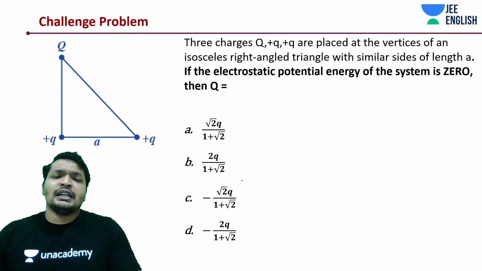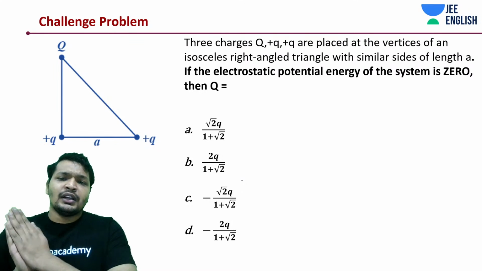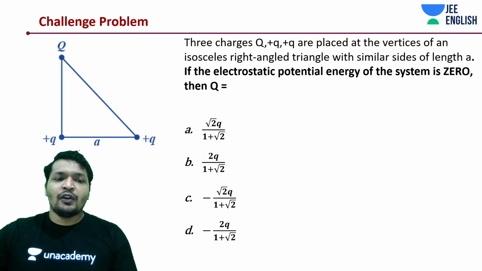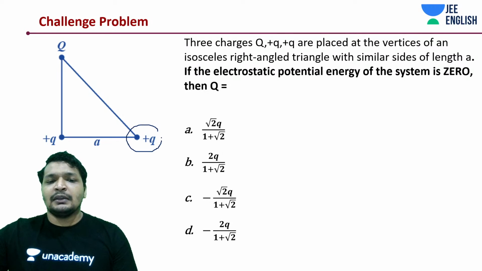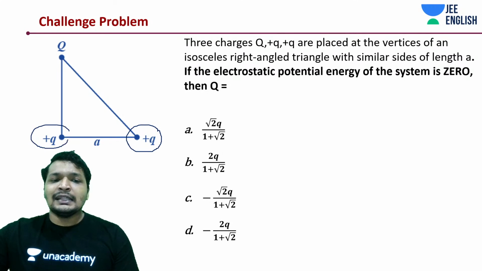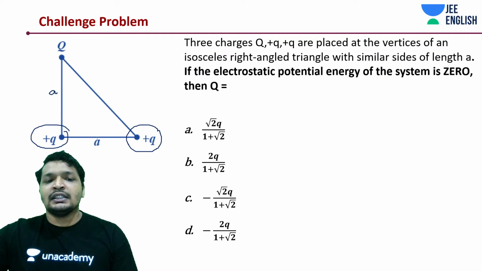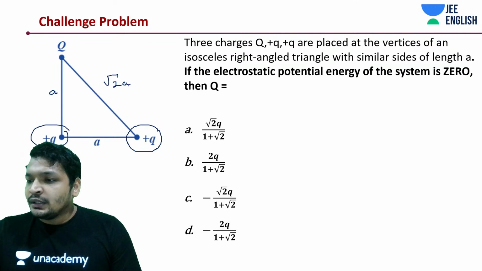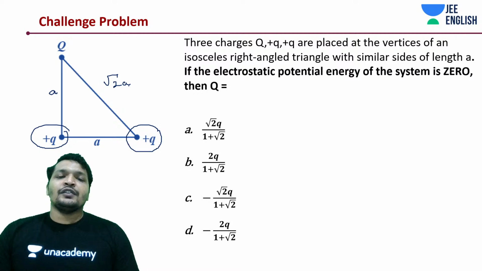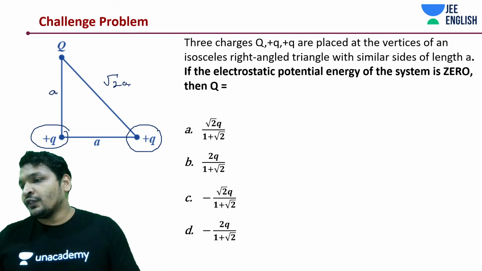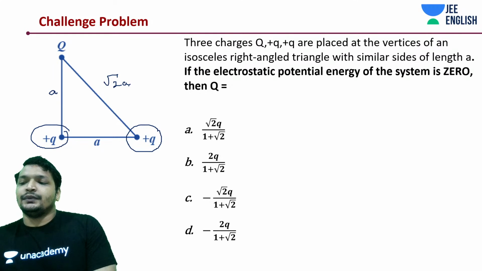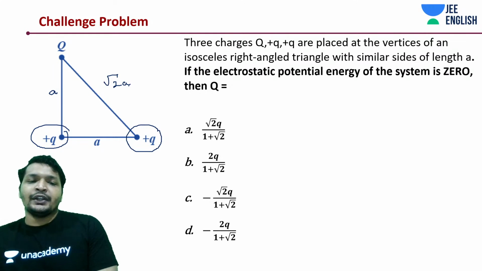There are 3 charges as told to you. Now they are also saying that net potential energy is 0, and 2 charges have been given of same plus q value, and it's an isosceles right angle triangle. This is A, this is also A. Well, this should be root 2A. Try to work around this question, and first of all, try to eliminate few options. Think about it carefully. Should we get into it then?